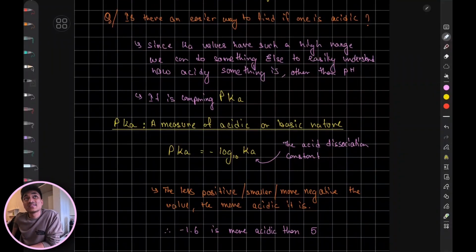I mean, if it's an acid solution dissociating, it won't be higher than 7, but yeah, so it's going to be closer to 7 essentially, not higher than 7. Right, so next question: is there an easier way to find if something is acidic?